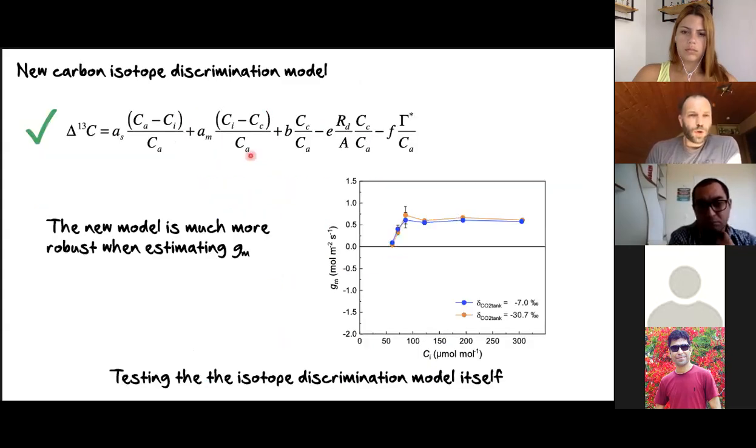So when we take the new model and take the same data and plot this, we get pretty much the same values for mesophyll conductance for those two different gases. And that's really what we're after. So that is an indication that this new model actually is much closer to the truth of what's going on inside the leaf, and a much better way to quantify the chloroplastic CO2 concentration.